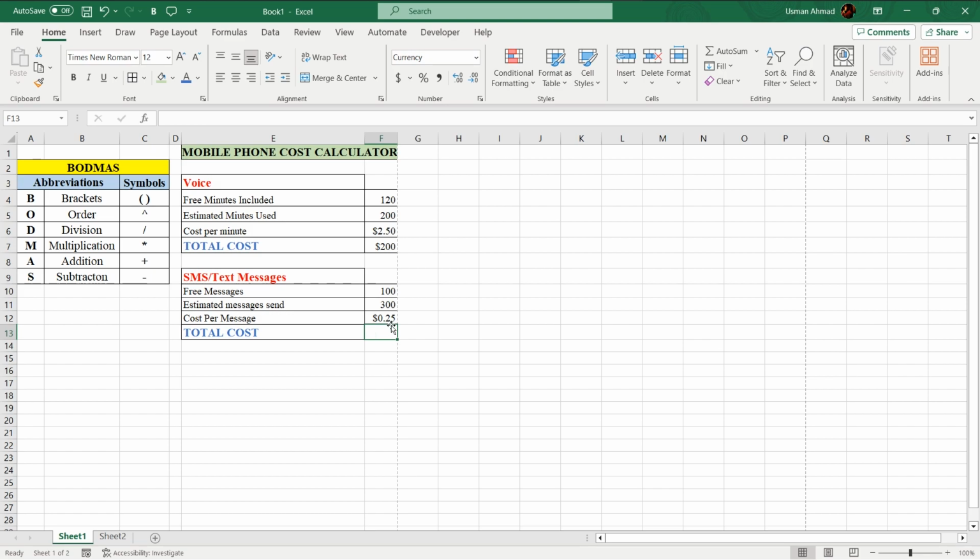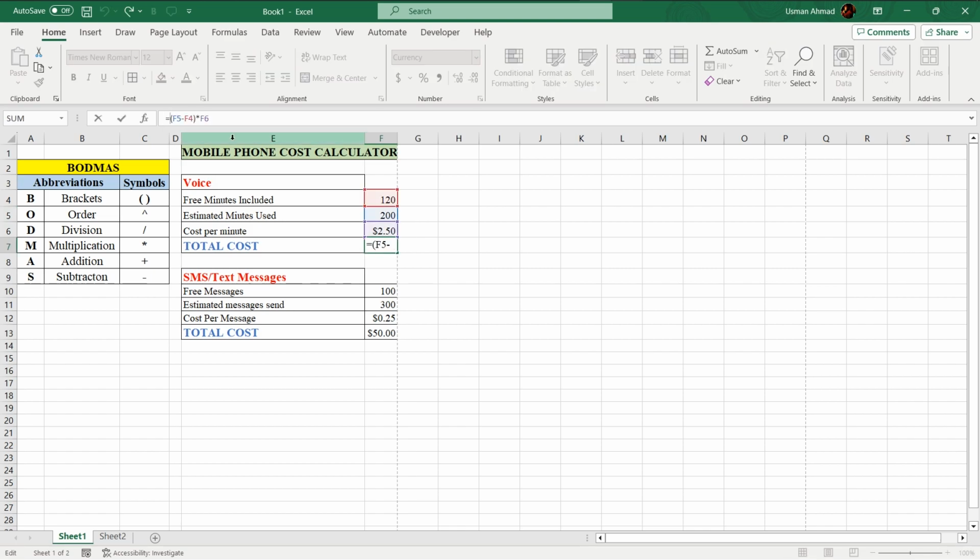I want to calculate total cost: this cell minus free messages and multiply by cost per message. So I will put brackets, because according to the BODMAS rule, brackets operate first. See, now we have the total cost. Similarly, if I want addition at the start or subtraction at the start, we can use brackets.